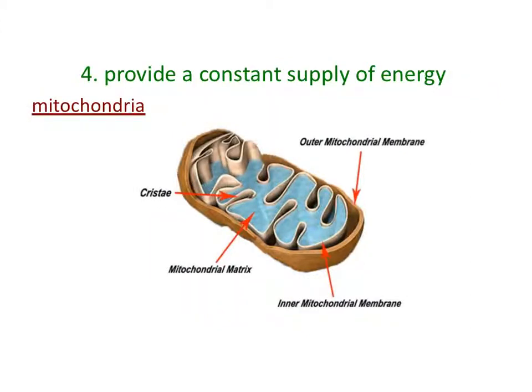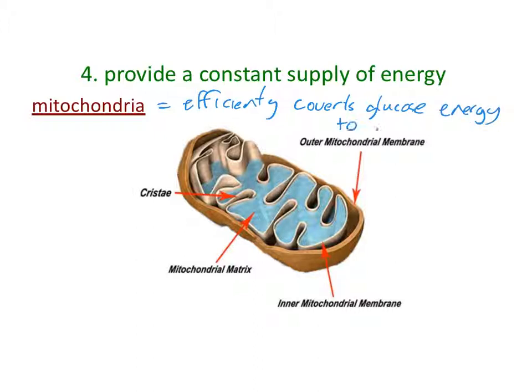Fourth function is to provide a constant supply of energy. This is accomplished primarily by the mitochondria, which doesn't do all of the glucose metabolism, but is where the efficient metabolism of glucose using oxygen occurs. So it efficiently converts glucose energy to ATP.